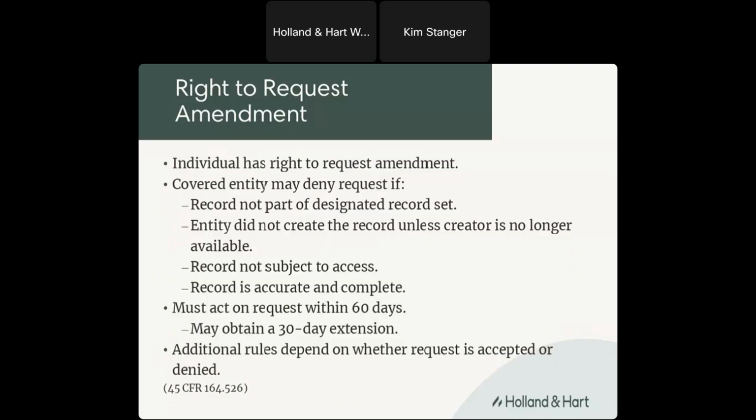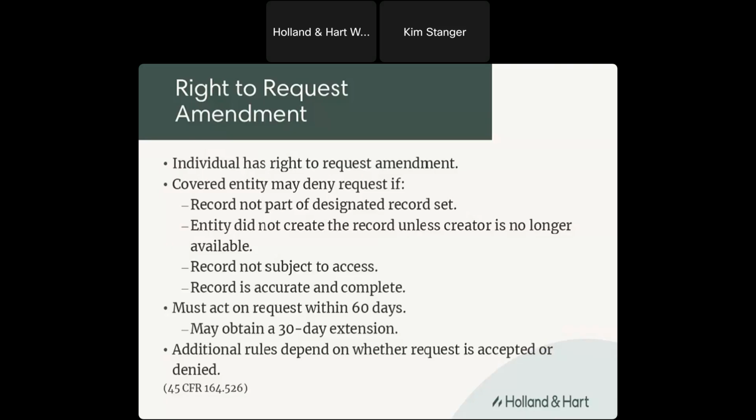A patient also has a right to request an amendment of their protected health information, but they only have a right to request it. They don't have a right to actually get the amendment. You can deny the amendment for any number of reasons, including if the information is not in their record set, if it's not subject to the patient's access, or most importantly, if the record is accurate and complete. You don't have to amend it if it's accurate and complete, but you do have to respond to the patient. You generally have to act on the request within 60 days. You may obtain one 30-day extension.